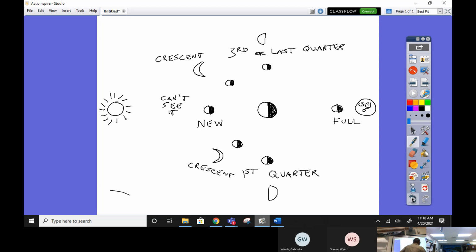Well, as we move along, between the quarter moon and the full moon, now we're seeing the opposite of the crescent. We're seeing it more lit than we are seeing the darkness. And so it's kind of shaped like a warped football. Kind of like that. Let me do that again.